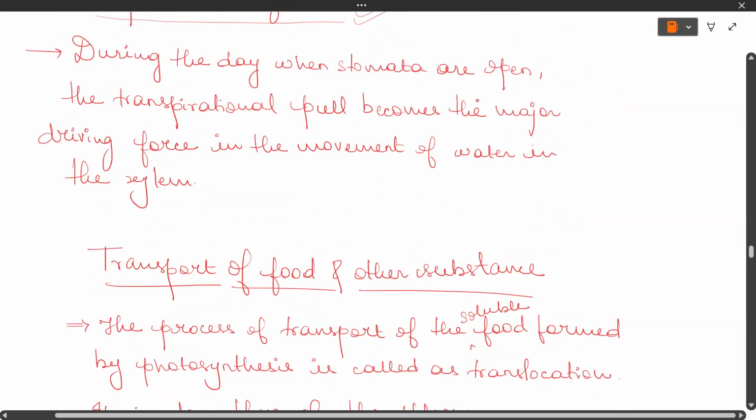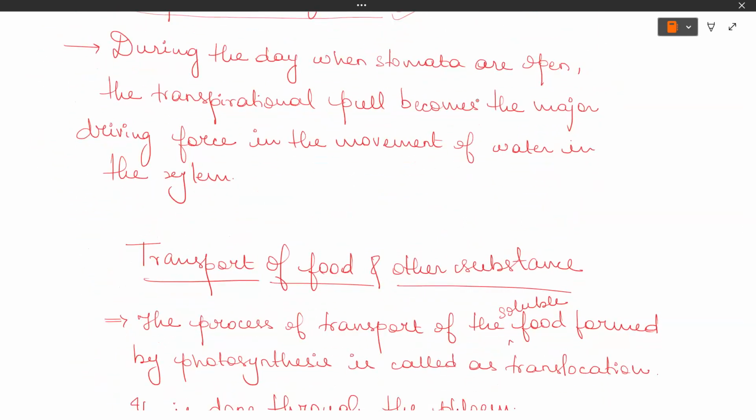Now, during the daytime, when the stomata are open, okay, the transpirational pull becomes the major driving force. Like in the daytime, obviously the stomata will be open so that photosynthesis can take place. But when the stomata are open, then water loss can also take place. So whenever water loss takes place, it creates a transpirational pull. And with that pull, the water comes into the xylem, and then it is distributed to wherever it is needed. Is it clear?